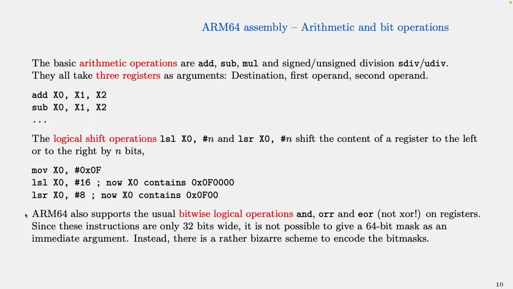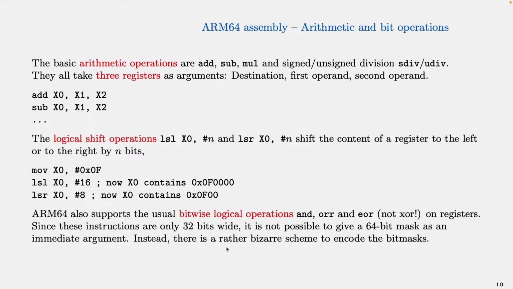ARM64 also supports the usual bitwise logical operations AND, OR, and exclusive OR with these mnemonics. Curiously, the exclusive OR is EOR and not the more common XOR on ARM64, so make sure not to forget that. If you use two registers as arguments for those, then they work as you would expect. One register holds a bit mask that gets applied to the other one, and then you perform any of these bitwise operations.